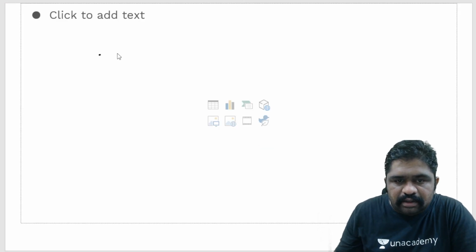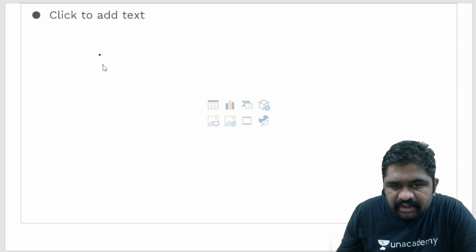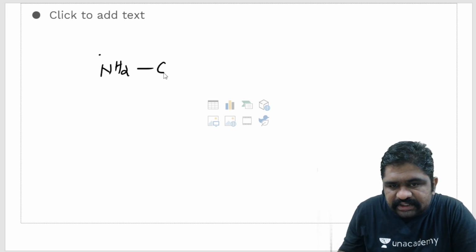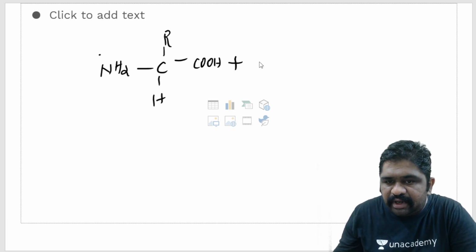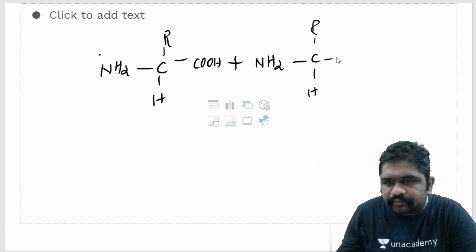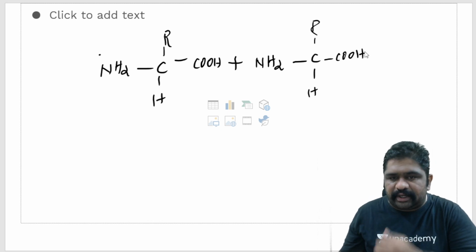In this slide, remember, we have NH2CH with an R group, COOH as an amino acid. If I bring another amino acid in the same sequence, like amino terminal to the left and the carboxy terminal to the right, we have two amino acids here.